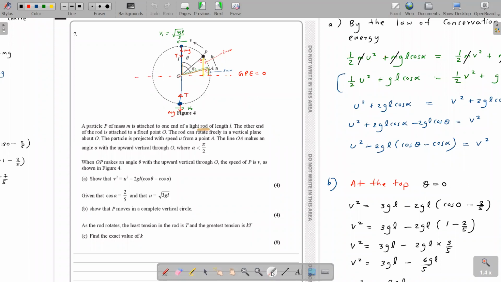Okay, guys, moving on to the last question. A particle P of mass M is attached to one end of a light rod. Okay, so it's a rod of length L. The other end of the rod is attached to a fixed point O. Okay, so you can see the figure now, right?